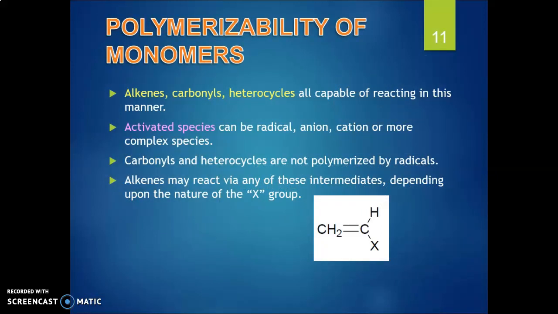Polymerizability of monomers. So the monomers that can polymerize by chain growth are alkene, carbonyl, and heterocycle, all capable of reacting in this manner. This means that all these monomers must react with the active site. So the activated species can be radical, anion, cation, or more complex species. Carbonyl and heterocycles are not polymerized by radicals. Alkenes may react via any of these intermediates depending upon the nature of the X group, which is a dependent group.